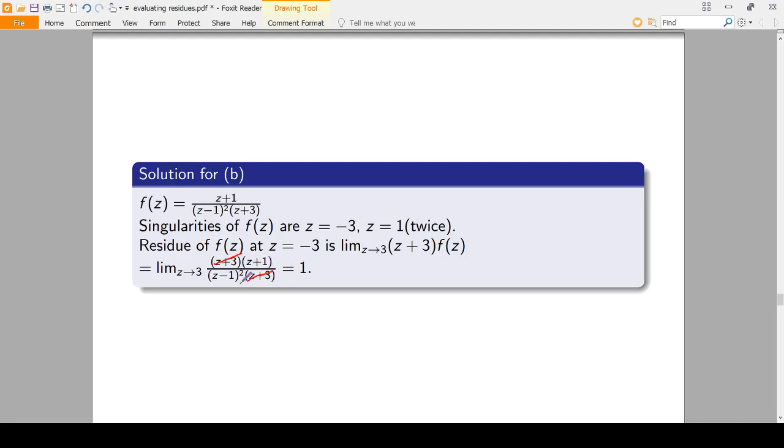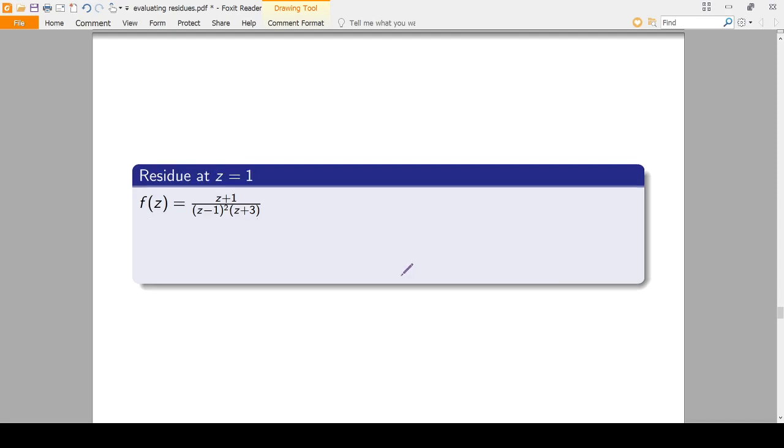Okay, in fact here it has to be limit z tending to 3, is right. So I'll have 3 plus 1, 4 by 4, which will give you 1. Okay, so in this case, the residue at z is equal to minus 3 is 1.